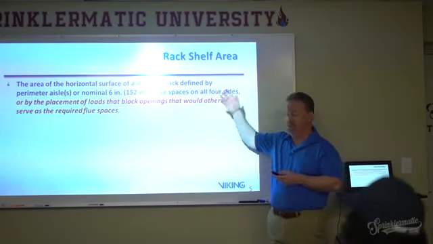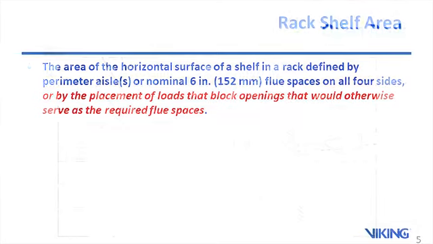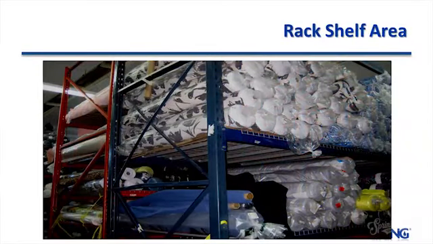So the shelf area then becomes a critical point of determination here. The surface of the shelf in a rack is defined by those perimeter aisles and the flue spaces. So how much area do I have? Because remember, we can only go up to 50% open, or by the placement of loads blocking the openings that would otherwise serve as required flue spaces. So in this case here, what we're looking at is where, right here, we've got a lot of load coming in here. Whoop. Went the wrong way. In this case here, we've got a lot of load.